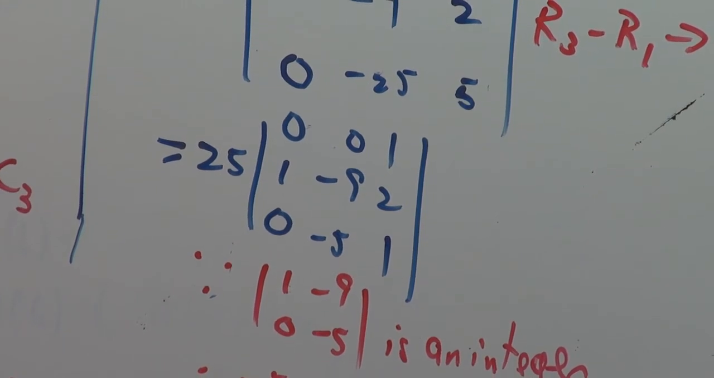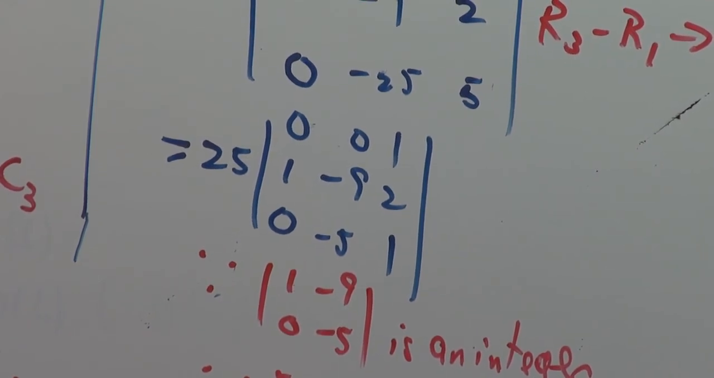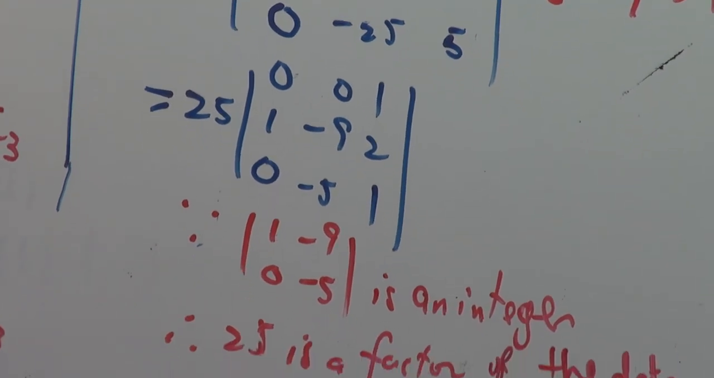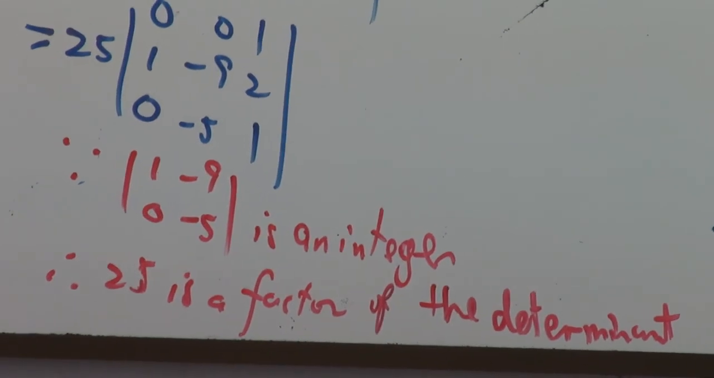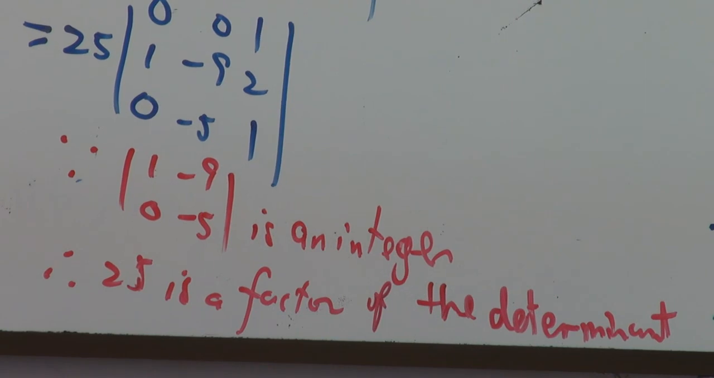And of course, we know that the elements inside this little determinant are all integers, and that's why the expanded value of this determinant must be an integer. Then we know that 25 is a factor of the original determinant. That's all about question number 10.